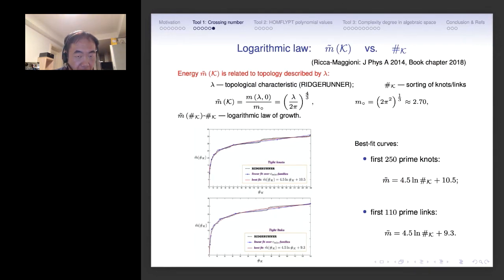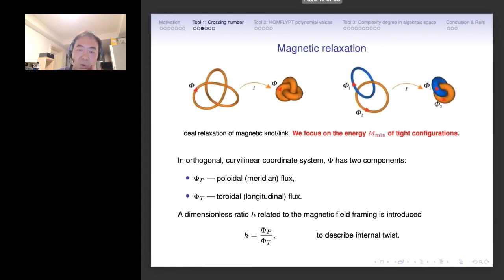Hmm. I think it's a hard question. Last month, when Renzo was in Beijing, we just had a discussion on that. Let me see. For example, if a tight trefoil degenerates to a tight Hopf link, what's the difference between this one and that one?